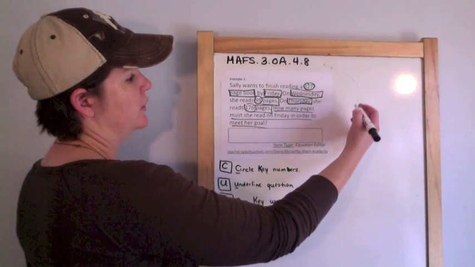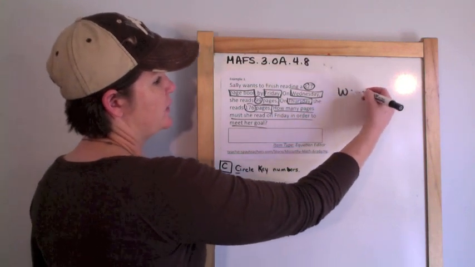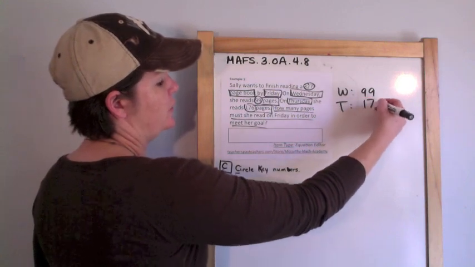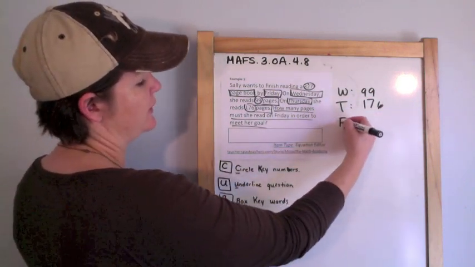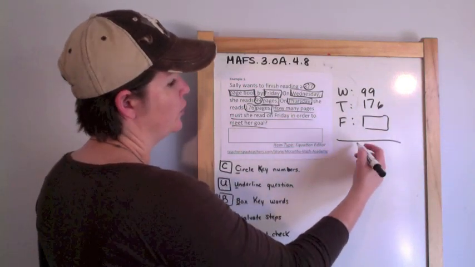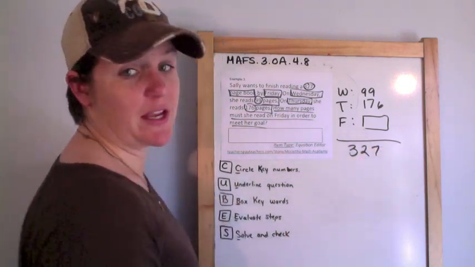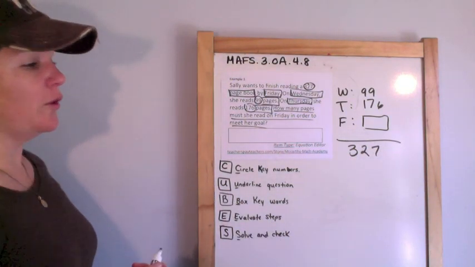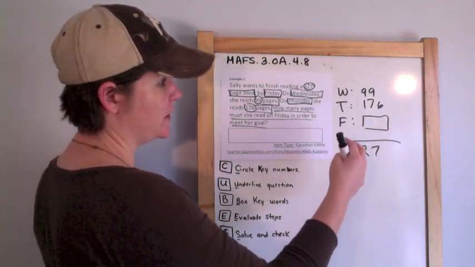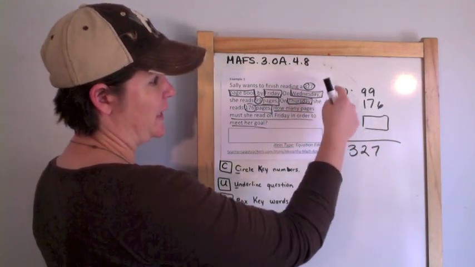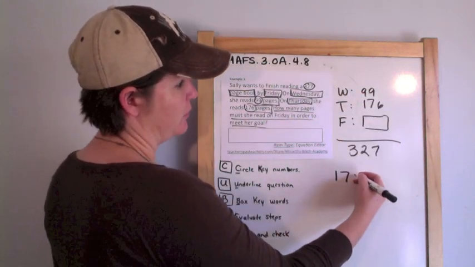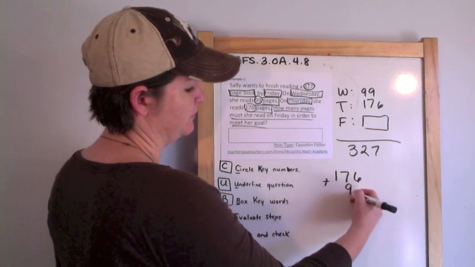So, let me break it down. On Wednesday, she read 99 pages. On Thursday, she read 176 pages. And by the time she reads Friday, she will have read a total of 327 pages. That's her goal. So what I need to do is add these up first and then subtract it from here. So I'm going to add up Wednesday and Thursday. But right now I don't have the digits lined up properly, so I'm just going to drop it down here.